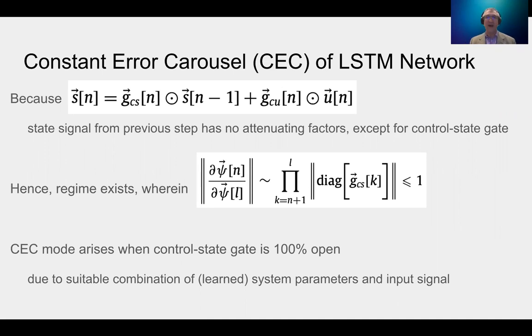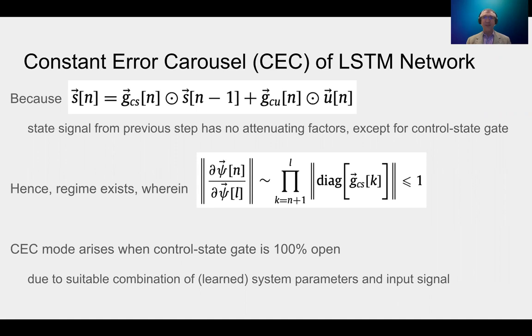While all the other terms may vanish due to matrix coupling, if the control state gate is open, then the gradient with respect to the state signal will propagate as an unaltered sequence from one step to the next, theoretically indefinitely.